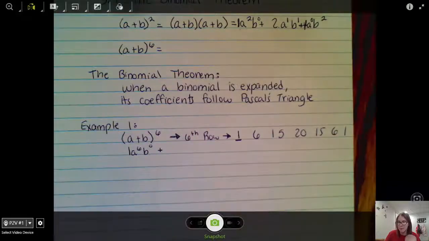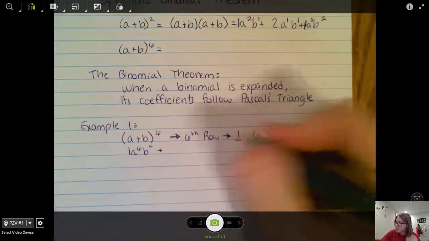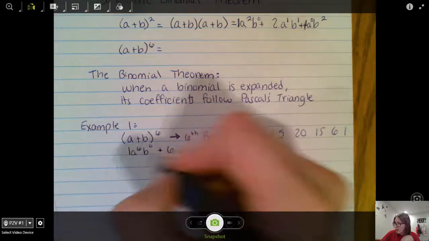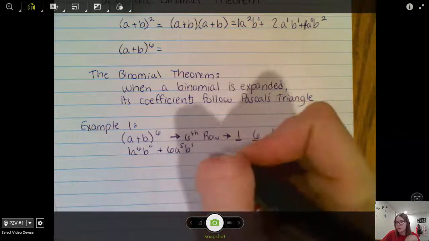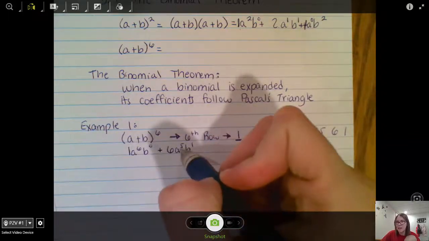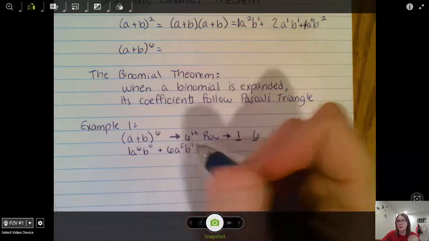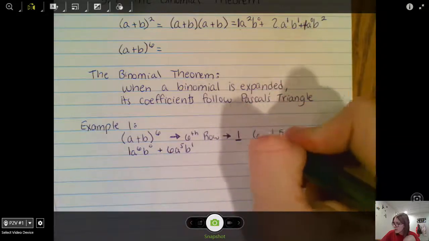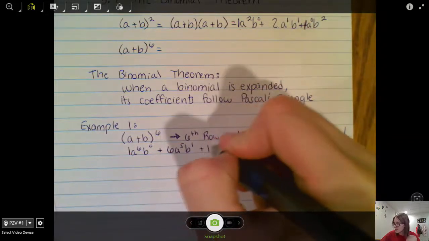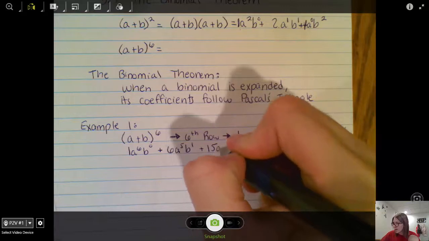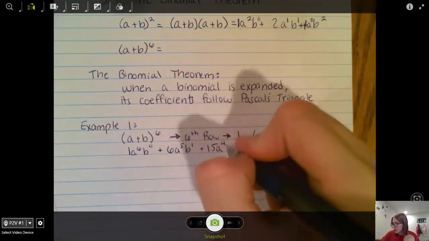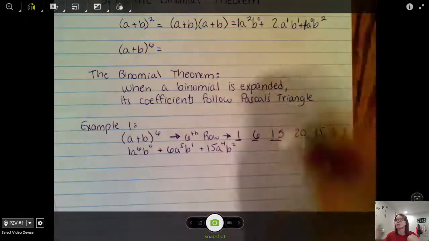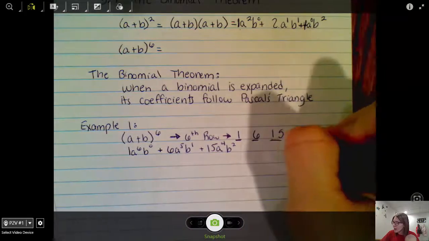And then my next term, I'd have 6 as my coefficient. A is going to lose a power, B gains a power. So we lost a power going from 6 to 5, we gained a power going from 0 to 1. My next term coefficient is 15. A is going to lose a power and become the 4th. B gains a power and becomes the 2nd power. And then we keep going.